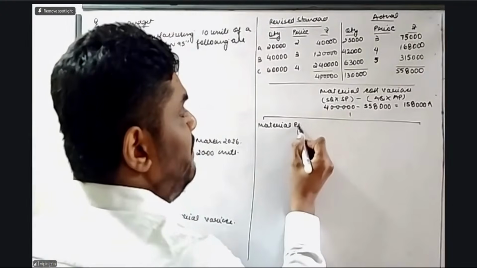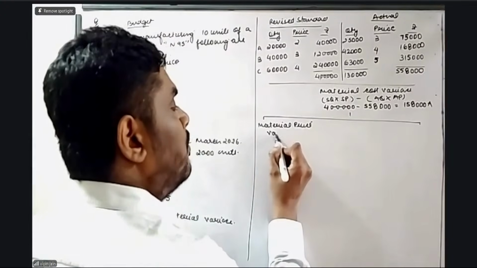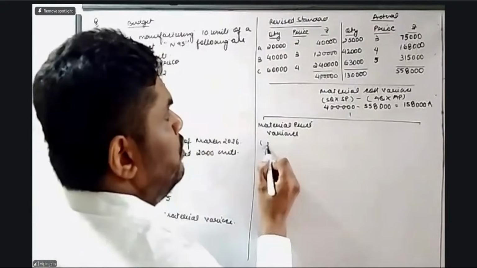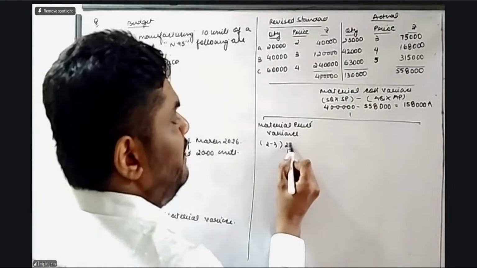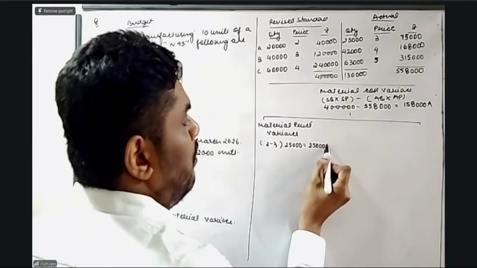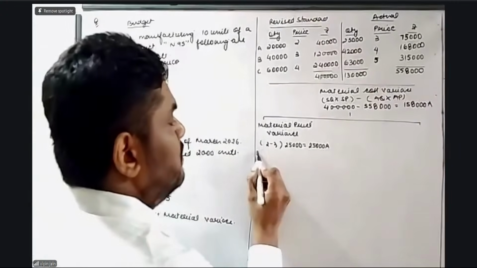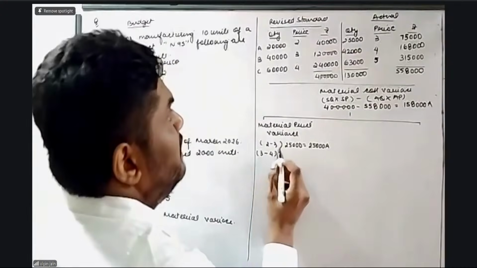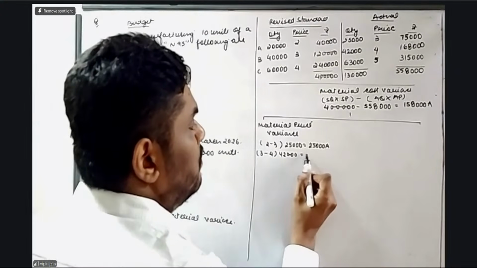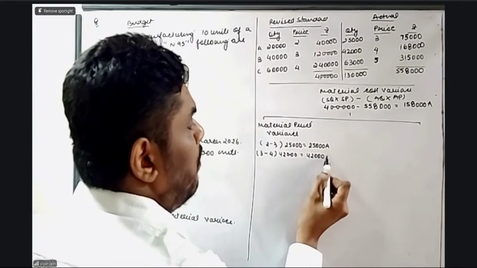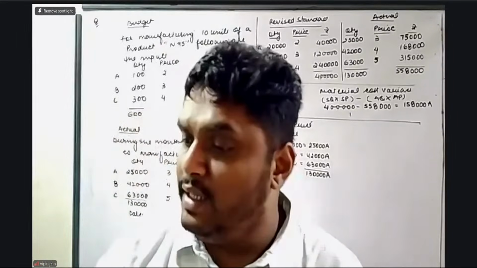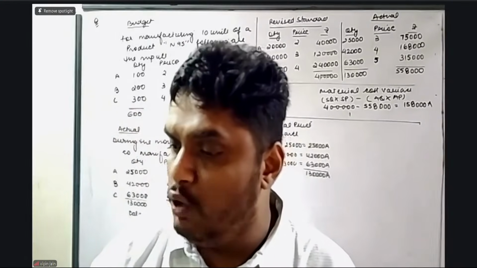Next is material price variance. So 2 minus 3 into 25,000. 25,000 adverse. 3 minus 4 into 42,000. No, Gayatri, no. The basis of comparison is output.